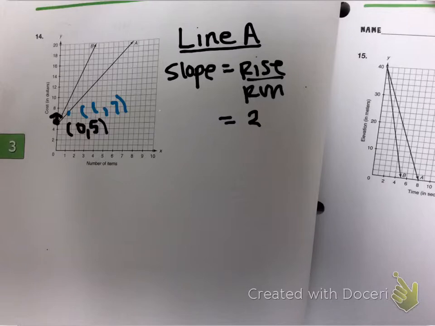So I run up from 5 to 7, and that's 2. And I run over from 0 to 1, so that's 1. 2 over 1 is 2.